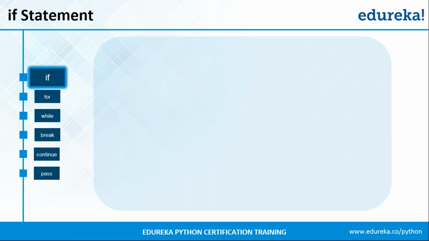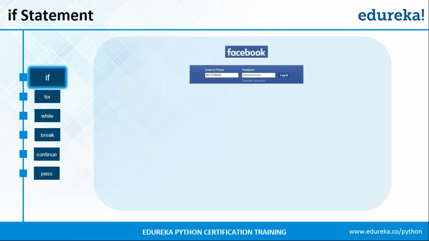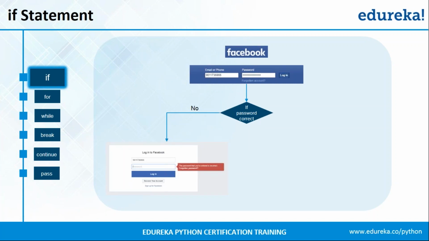Now let us understand a real life usage, or try to model a real life problem with the if statement, okay? Let me give you an example of how you log into Facebook. It'll ask for your email or phone, and it'll ask for your password, right? It'll check if your password is correct or not. And if your password is wrong, it will show you a page where they ask if you forgot your password or something like that.